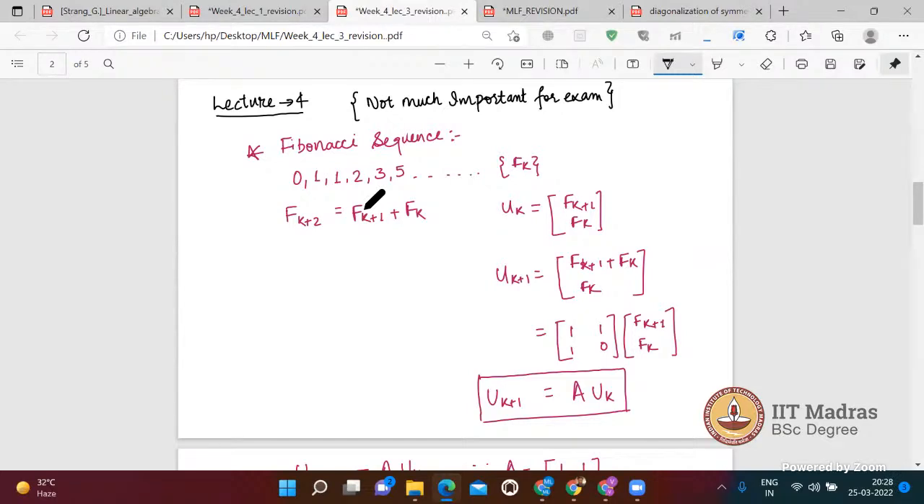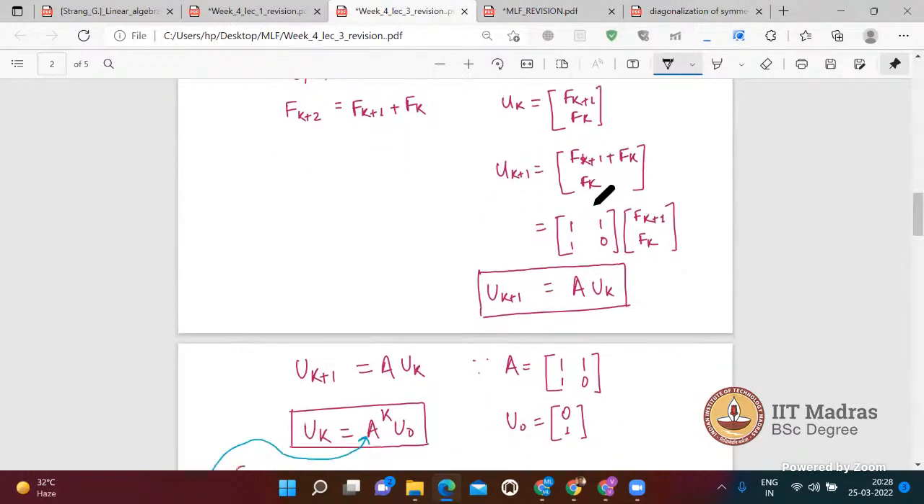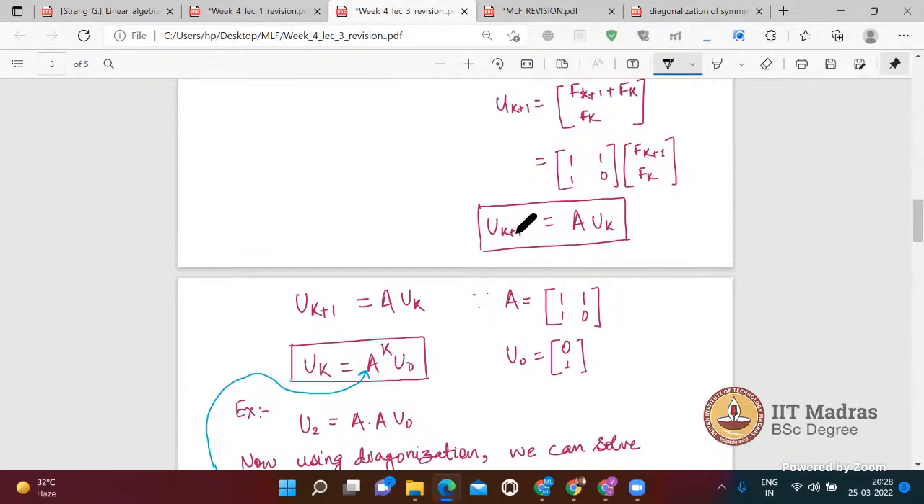So that we can write in the form of a vector. It has been written as a column vector, and U K plus 1 is simply this, where the terms get added. F K plus 2 is F K plus 1 plus F K, so this can be written in this form. This can be changed to a matrix form, like 1 1 1 0. If you multiply this, you'll get the same thing. So U K plus 1 can simply be written as A into U K. A is this matrix, or you can say the transformation matrix.